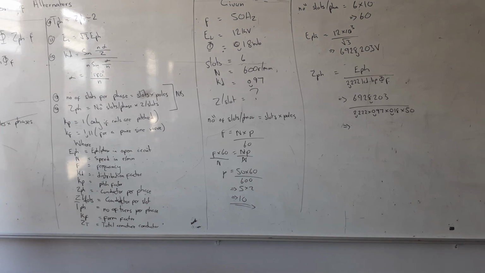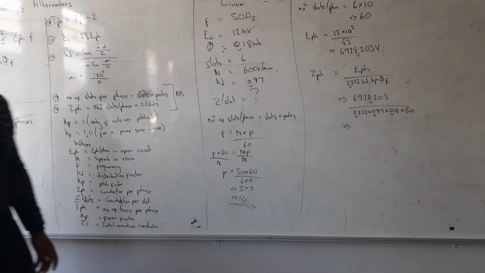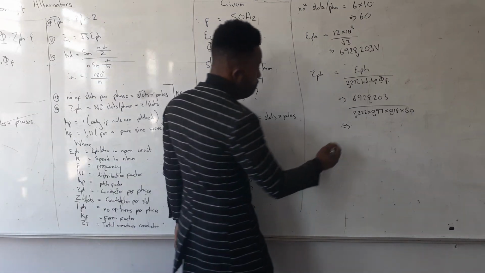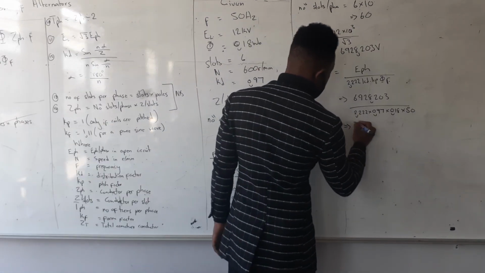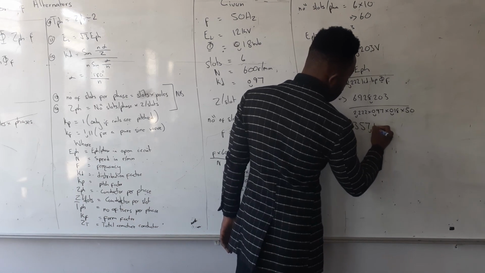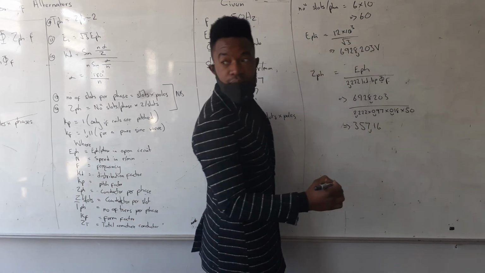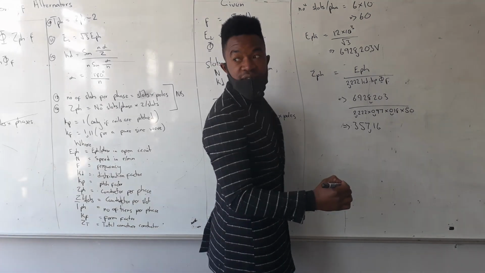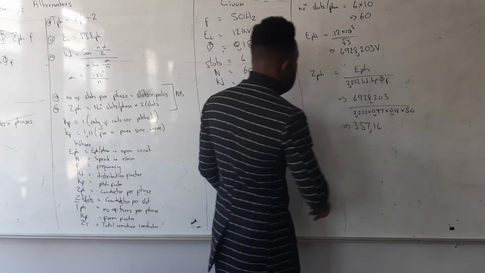And the reason why, guys, I'm taking my KP as 1: remember in your statement they said assume full pitch coils, so this coil is full pitch. That's why I'm taking my KP as 1. Alright, okay. What's your answer? 357.16. Three decimal places, 357.1. Okay, so it's fine like this.